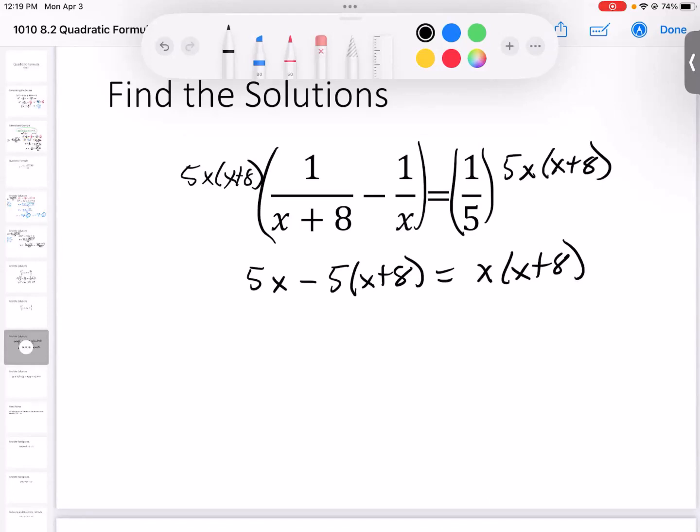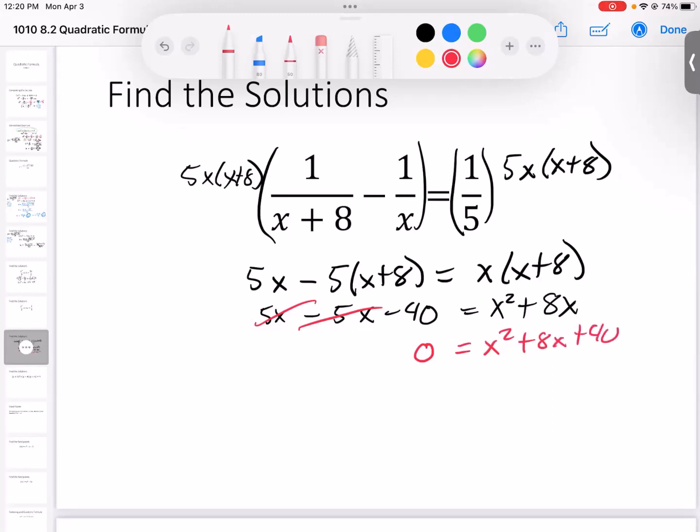What would we do next? Yep, if we distribute, that'll give me -5x minus 40. And I can also distribute the x, which gives me x squared plus 8x. And then what would we do next? Yep, so if we combine like terms, these two will cancel out to 0x because 5x and minus 5x will be 0. Perfect. Yep. So we can also add 40 to both sides, which would give me 0 equals x squared plus 8x plus 40. And now that we have it in this form, what would we do now?